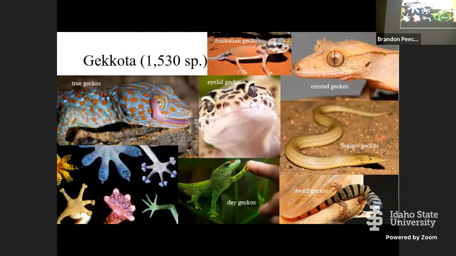Is Oscar gecko pretty see-through? Is that like, or is that just the color? It's a little translucent. It's a little translucent. That's a nocturnal one, so it's got really big eyes.